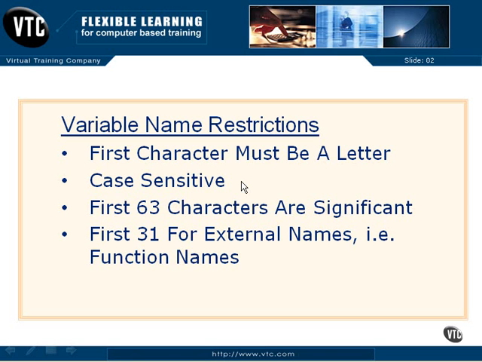So when you make a variable name, you of course want to make it remind you of what's in there, of what you're using the thing for. Some of the restrictions, though: our first character must be a letter. Variable names in the C programming language are case sensitive. The standard calls for the first 63 characters to be significant and the first 31 for external names, for example, function names. Let's take a look at some details of this.